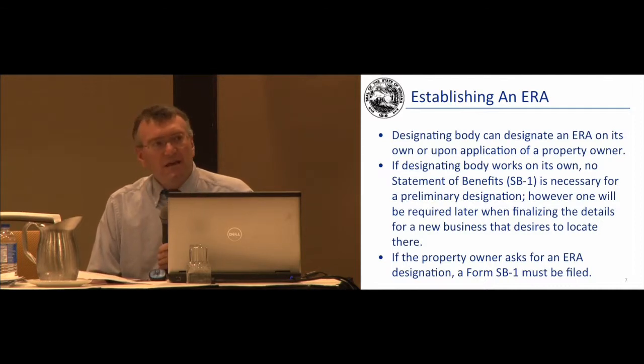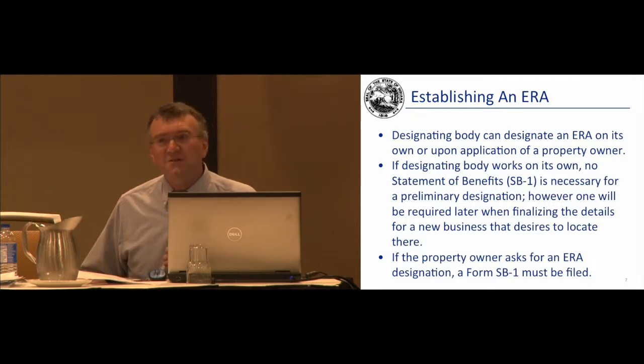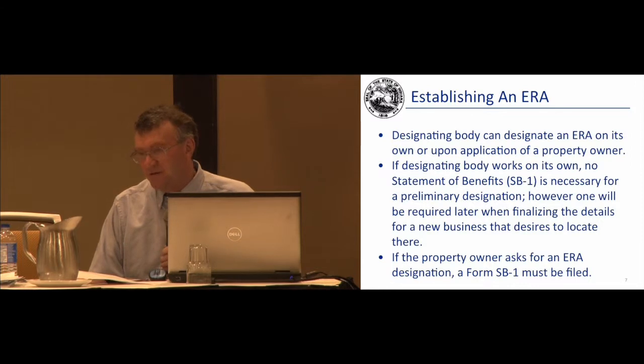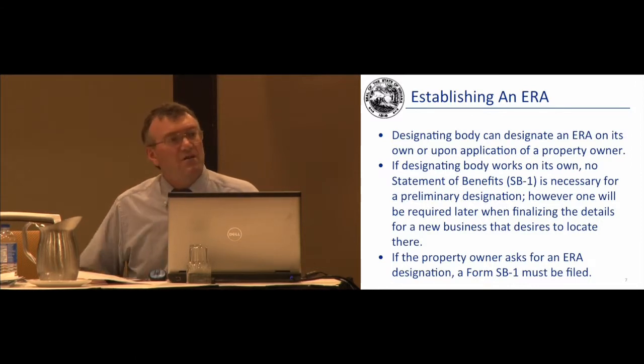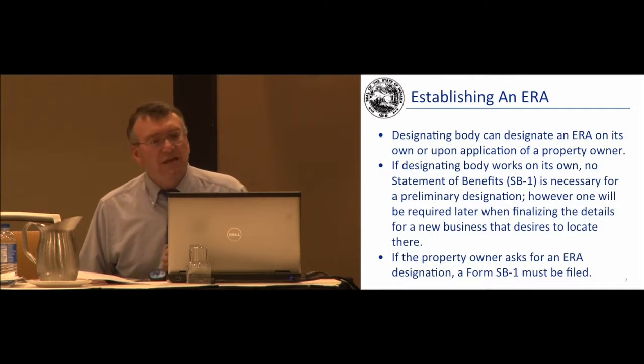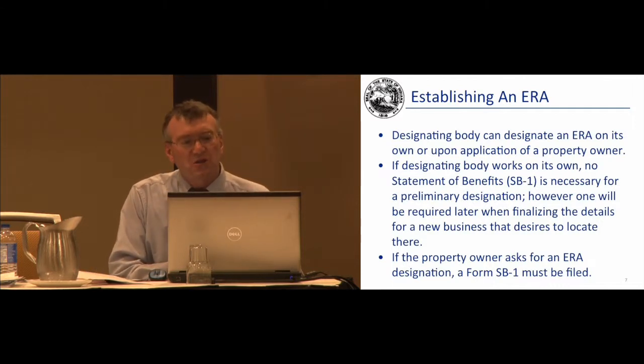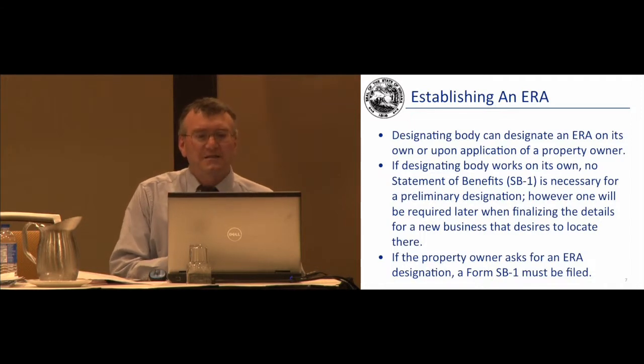The other way is the more common way. Somebody's established, they have 2.5 acres, they've got a factory there, and they want to improve and grow and enhance the business. So they want that 2.5 acres that they already own designated as an ERA so that they can begin a building project on it. So in that case, they're going to start the process out by filing an SB1 to put in that request.